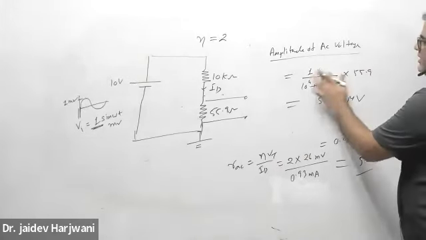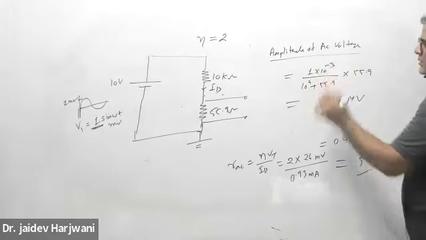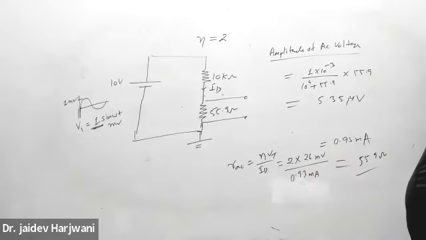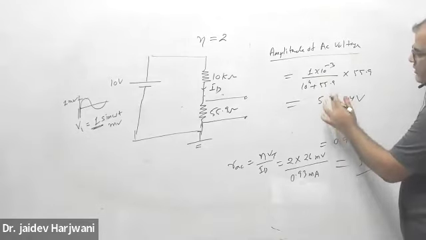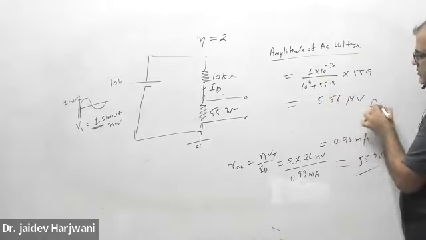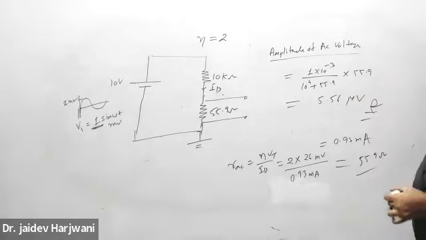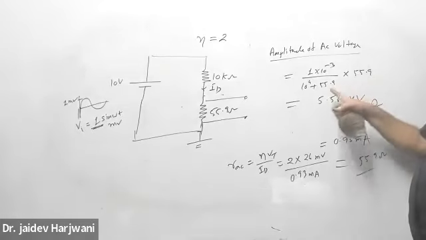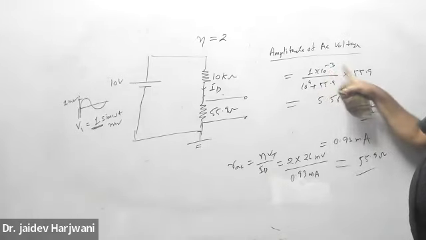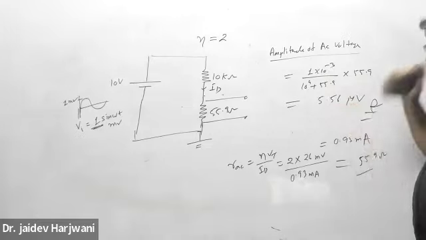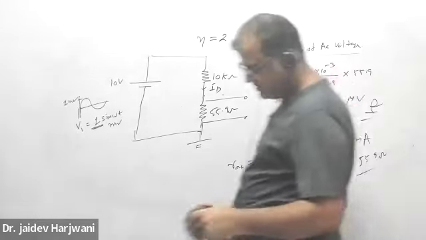So this is 10 raised to power minus 3, 5.56 microvolt. Okay, you can neglect this part. So this becomes 10 raised to power minus 6 into 5.59, microvolts. Correct. Somewhere around this value will come.